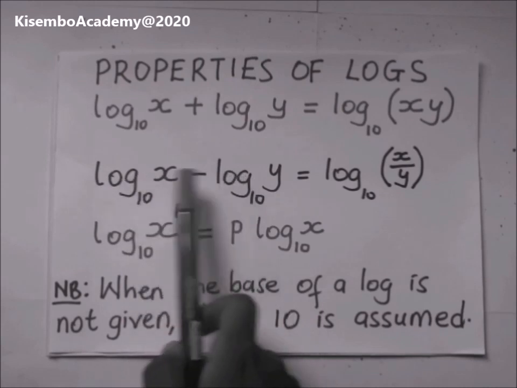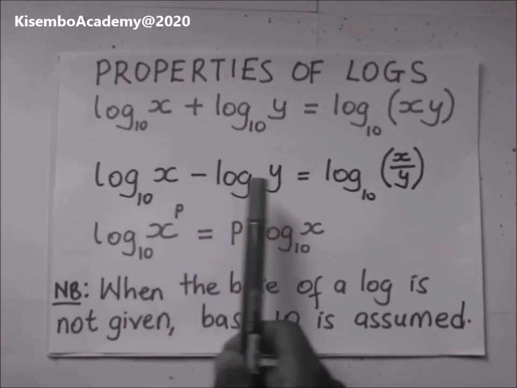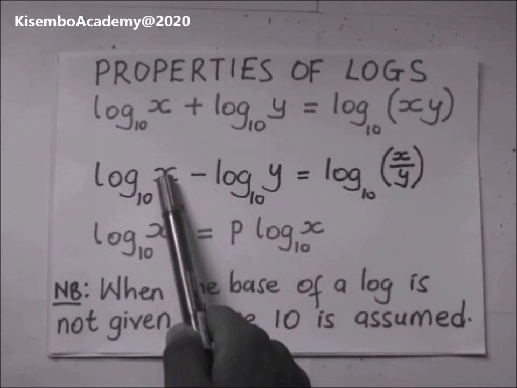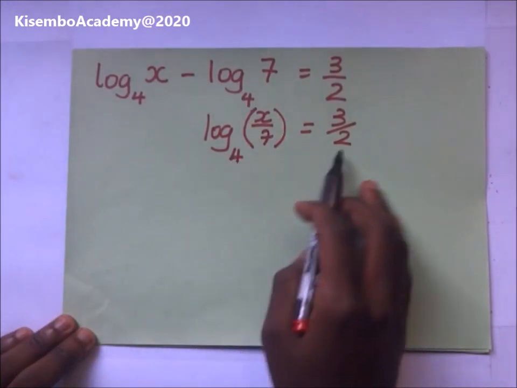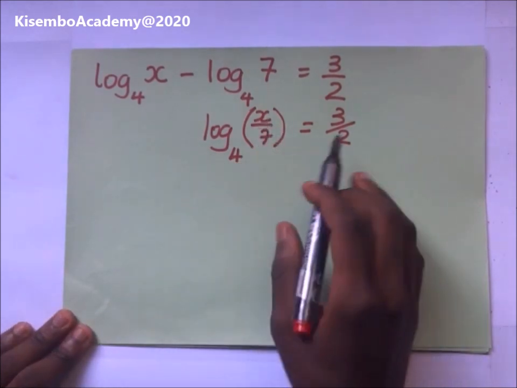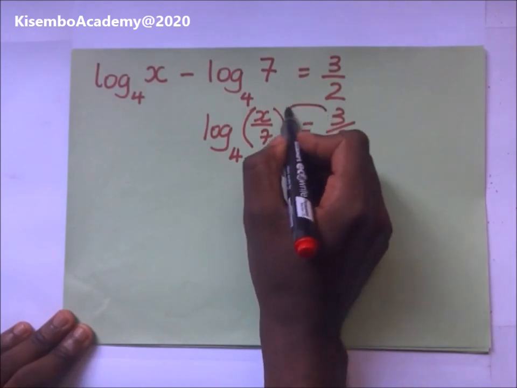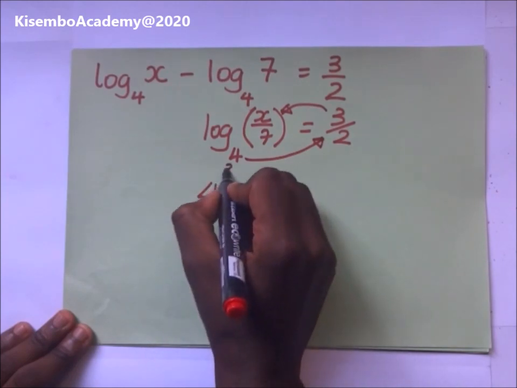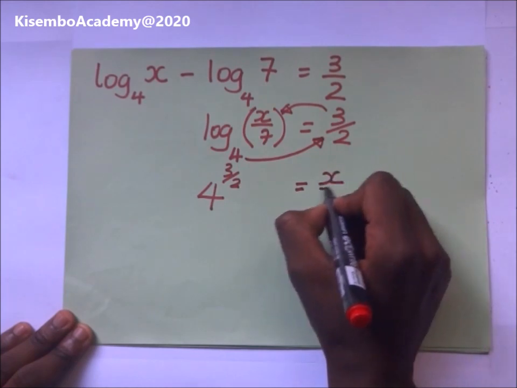When you're subtracting logarithms that have the same base, in this case base 10 and base 10, you maintain the logarithm to the base 10, and because it is subtraction, you divide x by y. Now we convert this logarithm into index form so that we're able to get the value of x. In this case it's going to be 4 to the power 3 over 2 is going to give us x over 7.